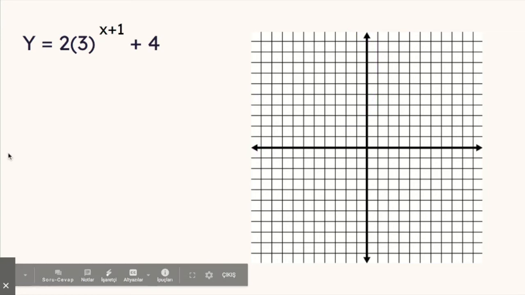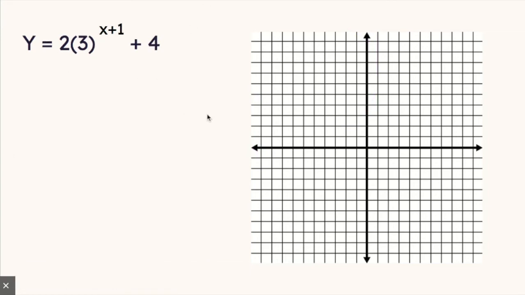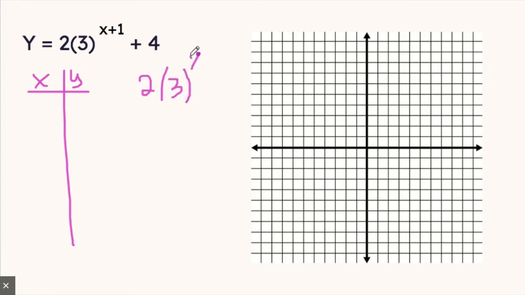All right, now let's do one with the k, like I told you in the previous slide. All right, I want to make a table for 2 times 3 to the x power. I'm just going to ignore my h and my k for a second. Let's start with -3 again. -2, -1, 0, 1, 2, 3.